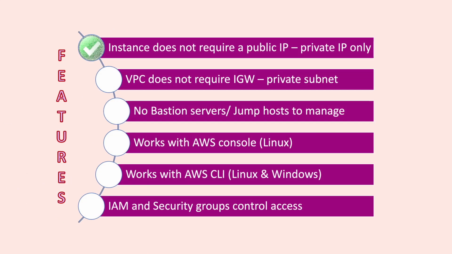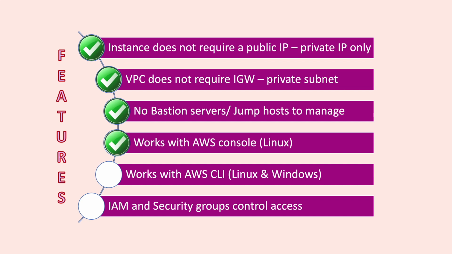With this new feature released, you can securely connect to your instances in private subnets from the internet. So the instance does not require a public IP, just a private IP. You do not need to attach an internet gateway to your VPC, nor define any routes in your subnet for the internet gateway. There is no need to maintain any jump server or bash-in host that you would typically launch in a public subnet in order to facilitate connectivity to instances in private subnets.